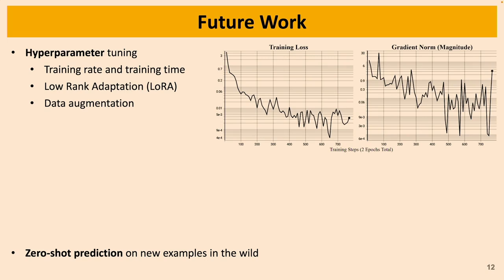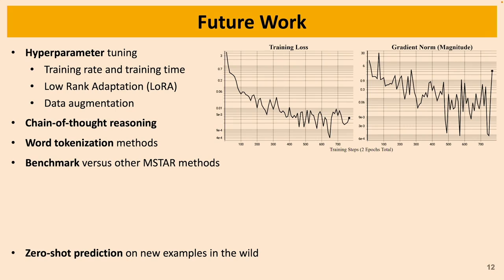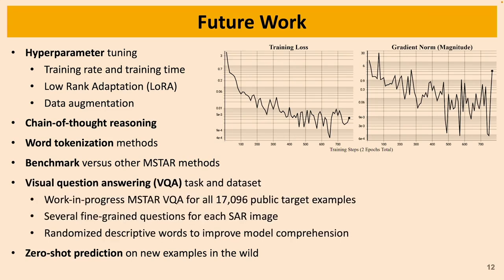Data augmentation. That's a typical data science enhancement, right? We didn't need to do any data augmentation. We can pursue other things like chain of thought reasoning, generating a lot of contextual information, word tokenization. We want to benchmark against other data sets, other MSTAR methods, see how we do compared to those. We want to get to this goal of visual question answering, and to do that, we're going to build a large data set with these image captioning and question answer pairs, and we hope to release that soon so we can evaluate similar types of models in the academic sphere.